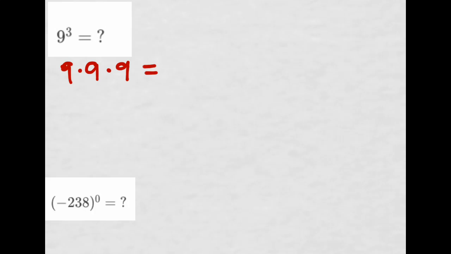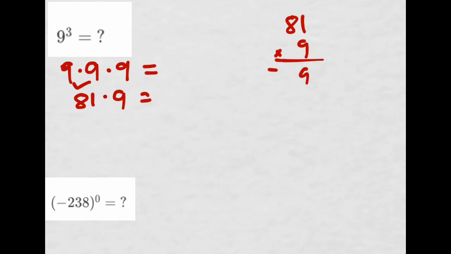So 9 times 9 is 81. So that's 81, and then we have times 9 again. I don't know what that is, so I'm going to multiply it out over here. 9 times 1 is 9. 9 times 8 is 72. So that's 729. So this is 729.